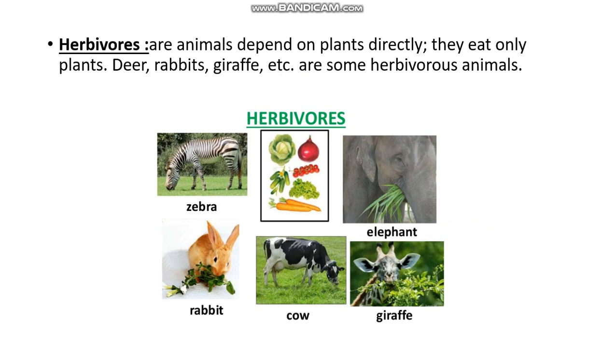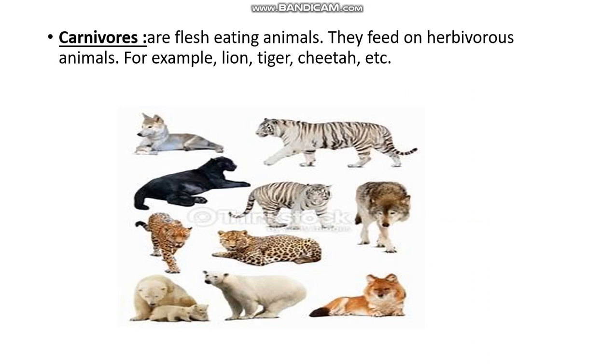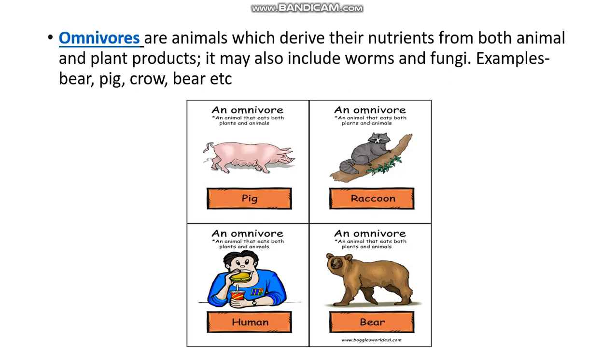Herbivores are plant-eating animals with sharp cutting and flat grinding teeth. So these animals depend on plants directly. They eat only plants. For example, deer, rabbits, zebra, giraffe are some of the herbivorous animals. Carnivores are flesh-eating animals with long, sharp, tearing teeth or beaks. So they feed on herbivorous animals. For example, lion, tiger, cheetah, wolf, etc.